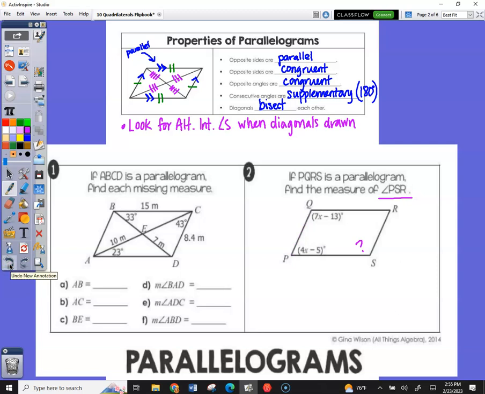So the relationship is that angle Q plus angle P has to equal 180. So now you're going to plug it in and solve. So you do that now.